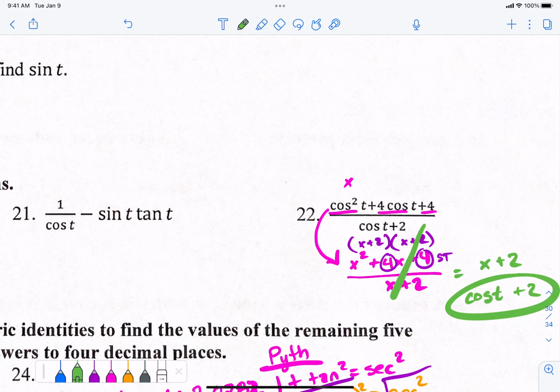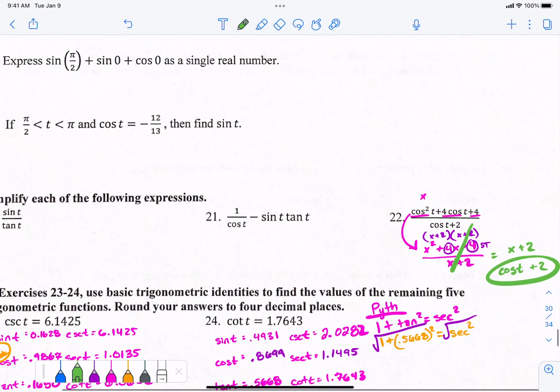For 21, did you get cosine squared? Try 20 and 21 and see what you get. It's the same problem. How did I do that wrong?